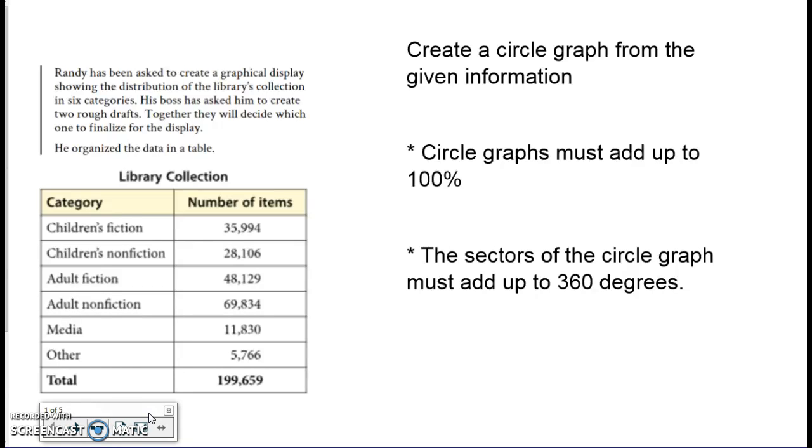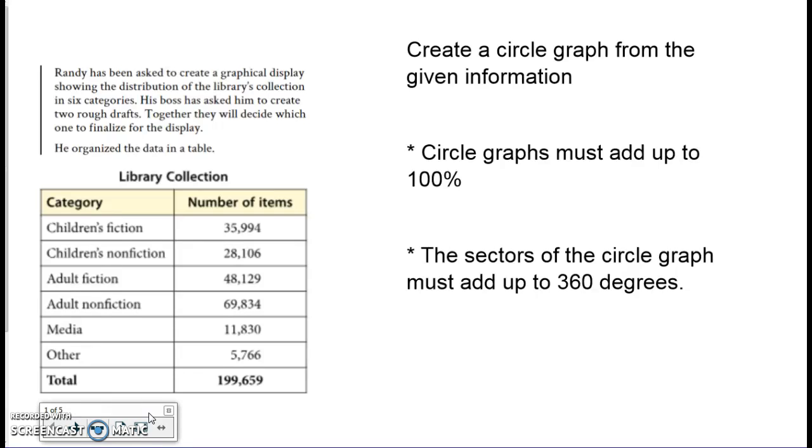So here's an example. Randy's been asked to create a graphical display showing the distribution of the library's collection in 6 categories. His boss asked him to create 2 rough drafts, and together they're going to decide which one to finalize for the display. So we're actually going to create 2 different displays of this data. So first we're going to do a circle graph.